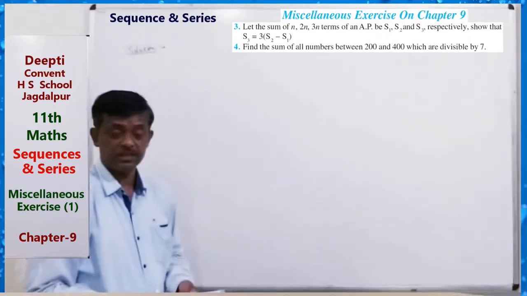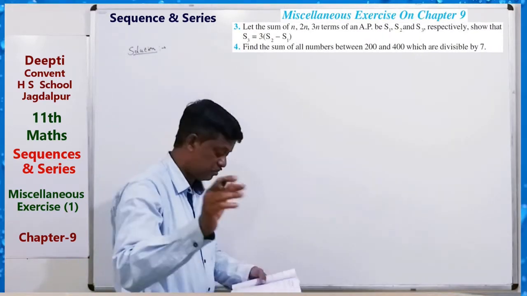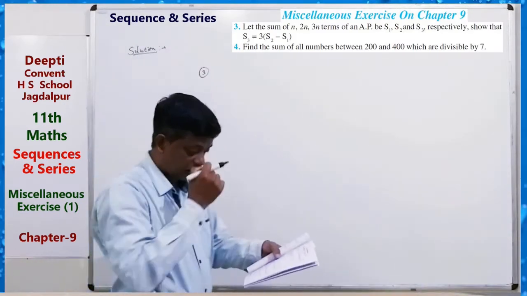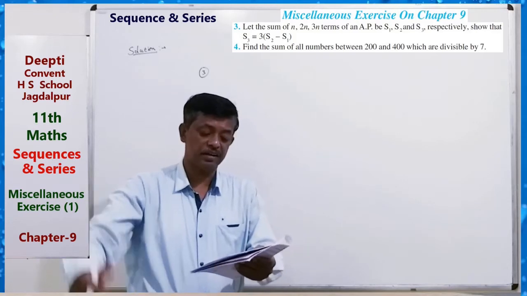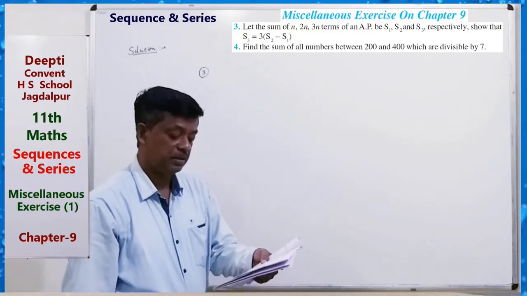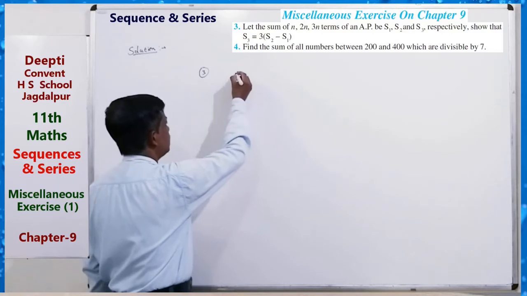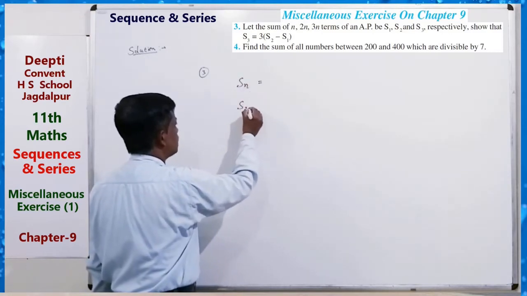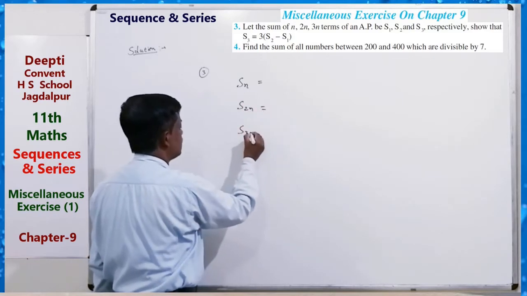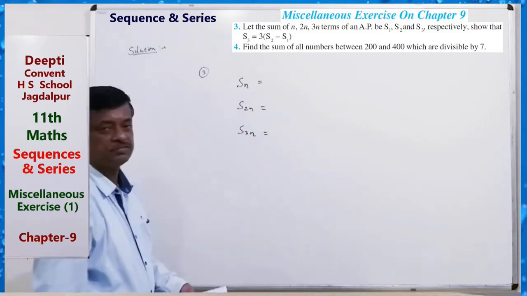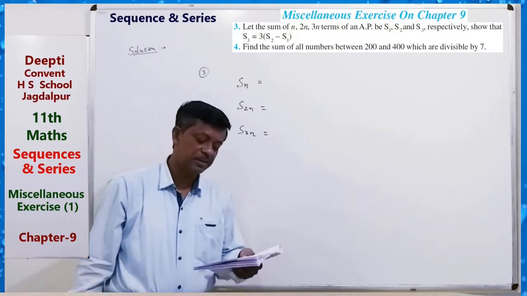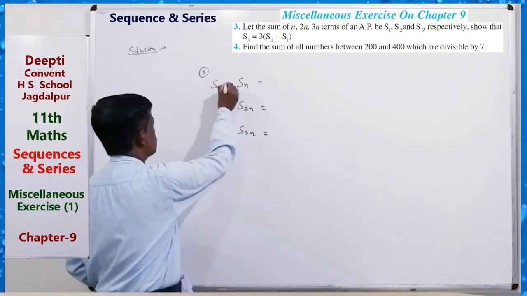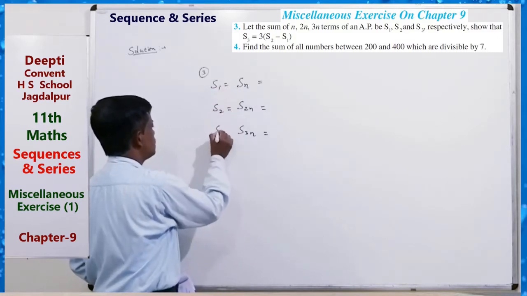So you have to complete this exercise also. So I will solve some of the questions here. Question 3 is simple. Also, the sum of n, 2n, 3n terms of an AP is S1, S2, S3. So let Sn, S2n, S3n, the sum of n terms, sum of 2n terms, sum of 3n terms, be S1, S2, S3. That is this. S1 equals this, S2 equals this, S3 equals this.